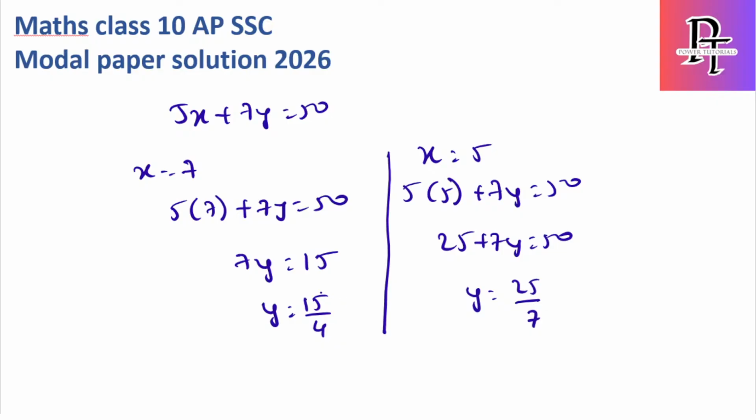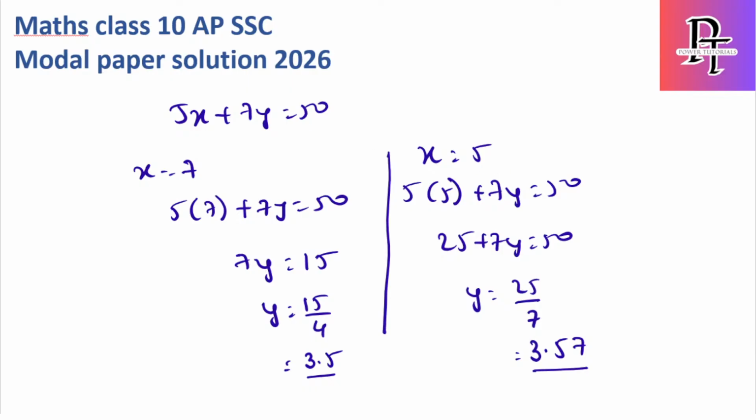So 15 by 4 I can write in decimals: 4 3s are 12, and then 20, 4 5s are 20. Okay, this is fine. What about here? 7 3s are 21, then 40, 7 5s are 35, again 50, 7 7s are 49. It is somewhere 3.5 points, 3.6 is the value, and here it is 3.5 for x as 7 and x as 5. Okay, let's do one thing.